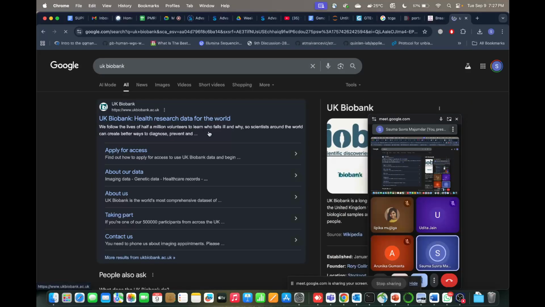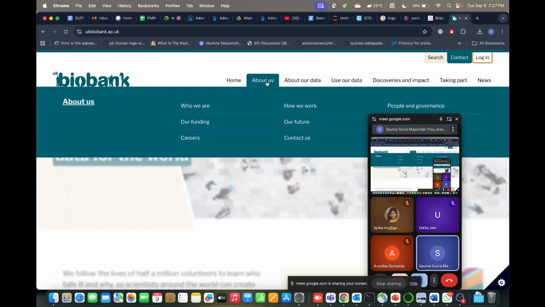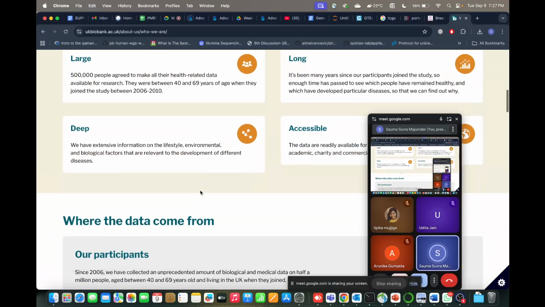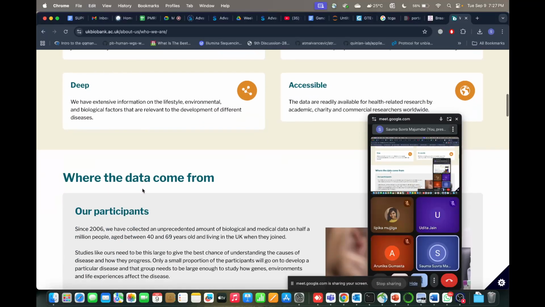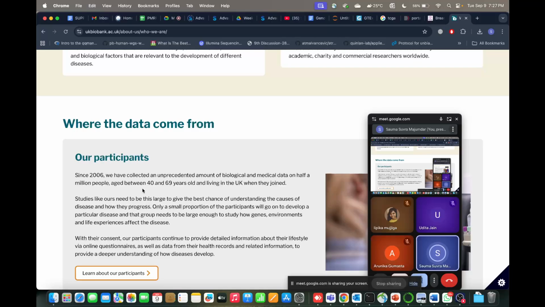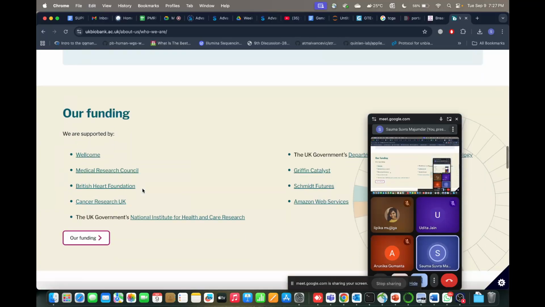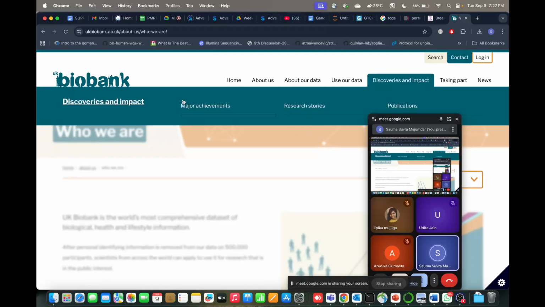UK Biobank is a very good resource. They have 500,000 people's data. All sequencing data they have, all types of biobank data they have.